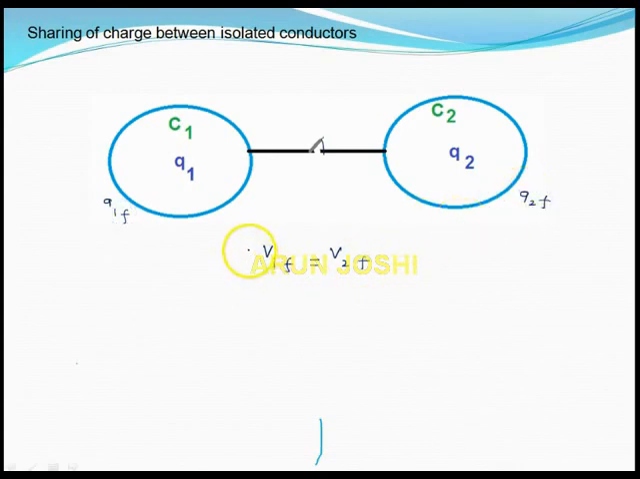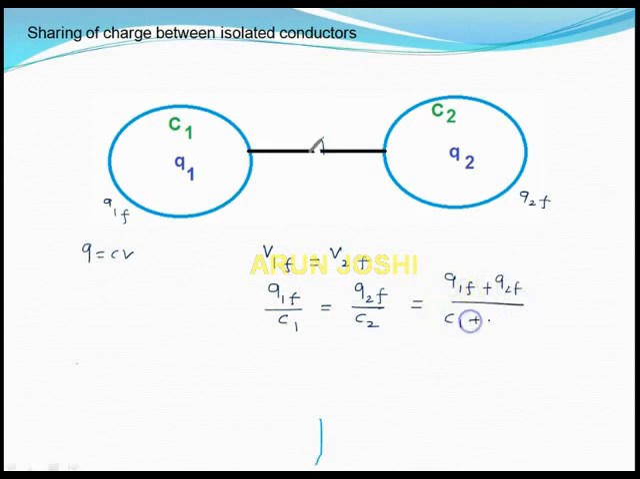Then by the formula Q equals CV, if the potential is the same, you can write Q1 final upon C1 equals Q2 final upon C2, and you can use the componendo identity from junior class: (Q1 final plus Q2 final) upon (C1 plus C2). And charge is conserved. Total charge initially equals total charge finally. So I can write it in this way.